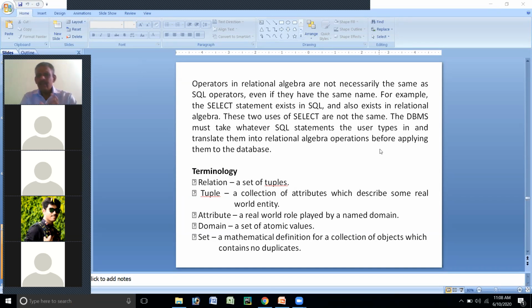Yes, sir. We'll take an example. We are comparing lesson number 13 and 14 here in this particular paragraph, right? The operators in chapter number 14 have the same names as the operators we are using in relational algebra. Even though the names are the same, the operations are different. For example, the select statement exists in SQL. One of the operator names in SQL, chapter number 14, is select. The select statement exists in SQL and also exists in relational algebra. This statement exists in both.